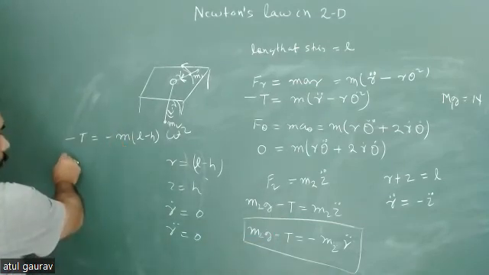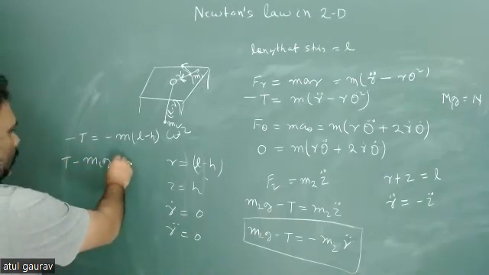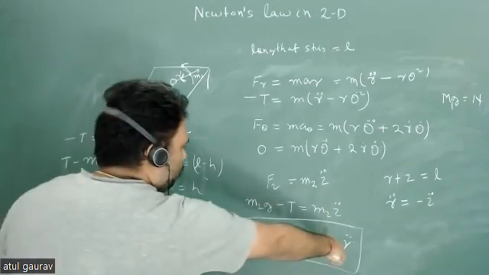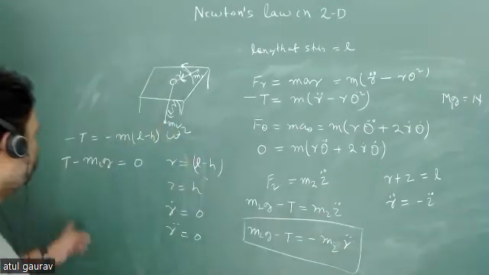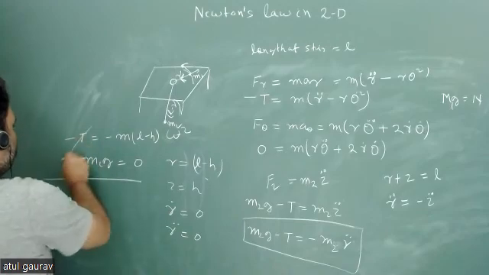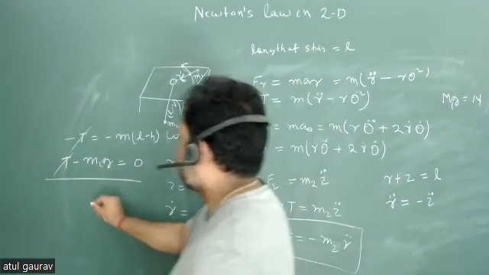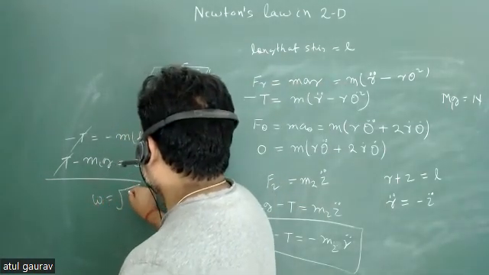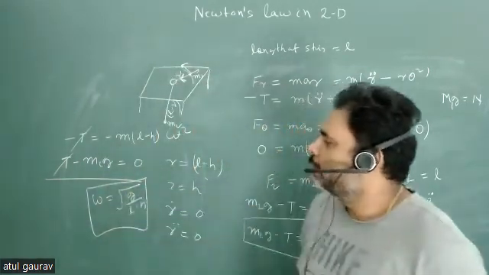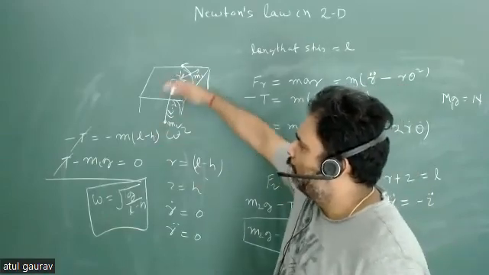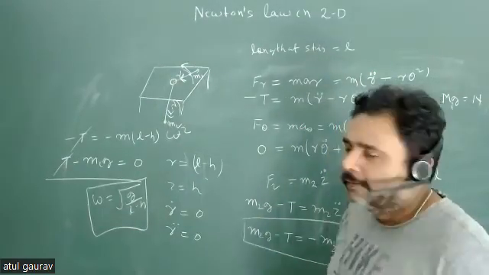So what is this? T minus M2 g is equal to, and what is this particular thing? This particular thing is also 0 because R double dot is 0. So you can add it and you can get the value of omega. आ जाएगा आपका? What is omega? Root under g upon (L minus h). So at this particular omega, it is just going to hang vertically at distance h from the surface of the table. So you can easily calculate it. Yes?